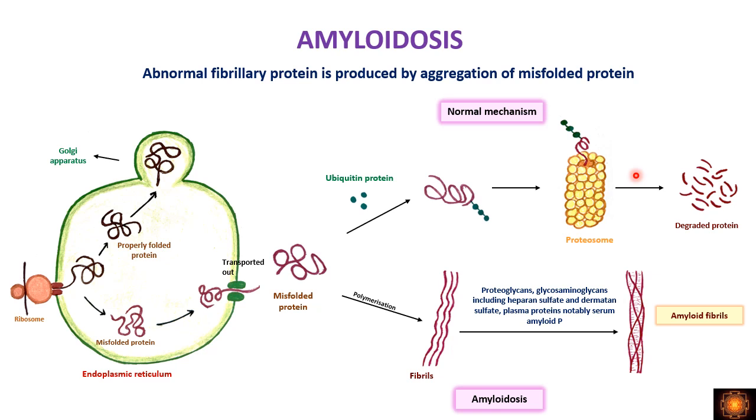Now we have the aggregation of the misfolded proteins if this mechanism is not functioning normally, or if we have increased production of the misfolded proteins. If we have increased production of the misfolded proteins, they aggregate, they polymerize, and along with that they also accumulate certain other molecules, like proteoglycans, glycosaminoglycans, and serum amyloid P protein, and they undergo a conformational change in the structure and form amyloid fibrils. So this is how the amyloid fibrils are formed from the misfolded proteins.